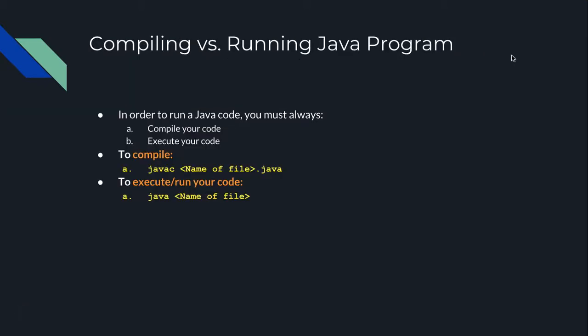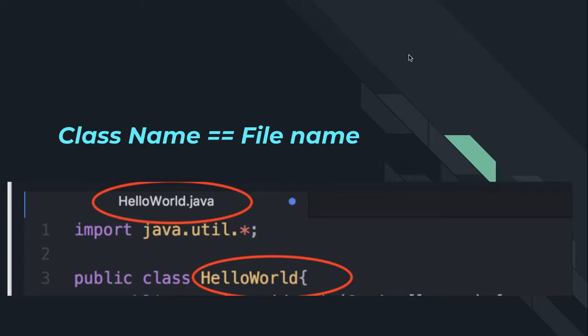So here is the slide version of what I just talked about. And once again, I just want to stress that you absolutely need to have the class name be the same as the file name, except without the .java, as I've mentioned before, or else you won't be able to run your Java code.